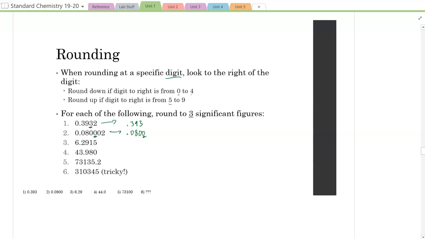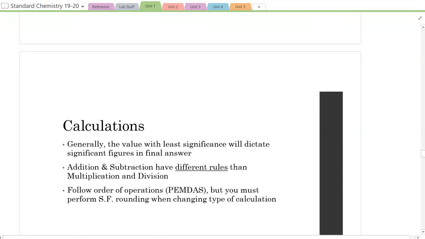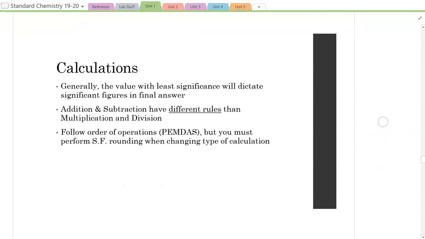Try out the rest of them here. You see the answers at the bottom. And then number 6 is a little bit tricky, but I think you'll have a chance to try it out on your own first, which makes it make more sense when we come together and discuss it.